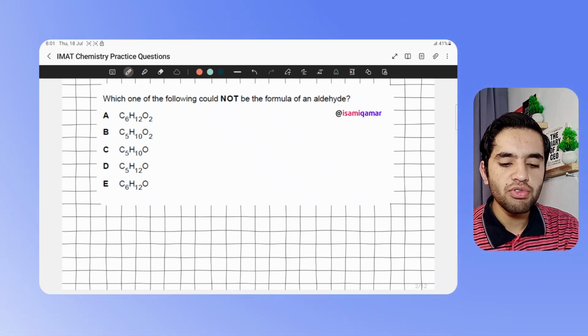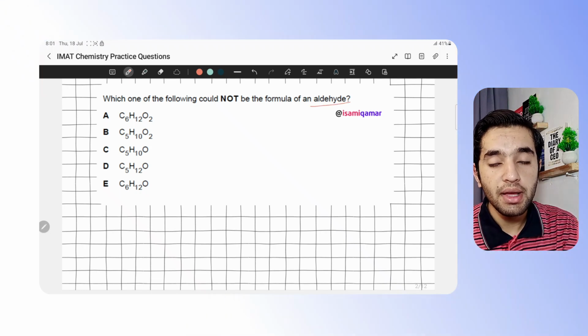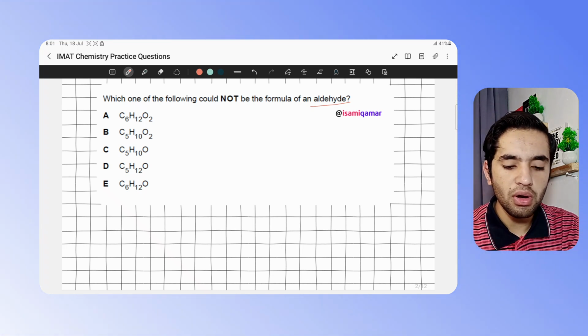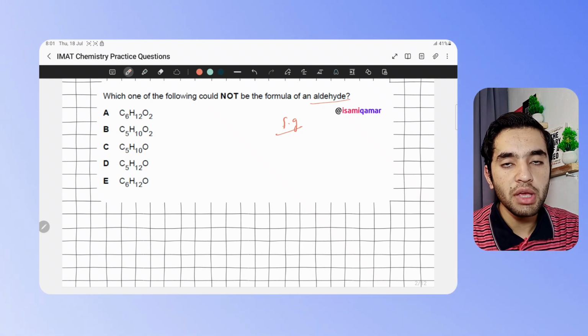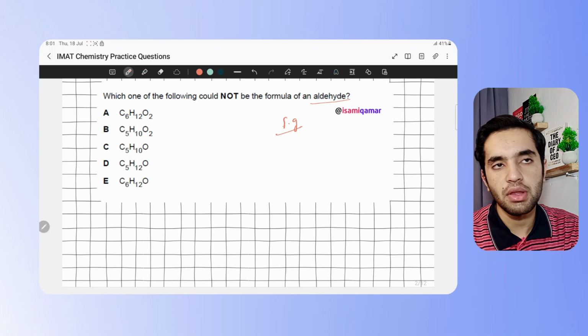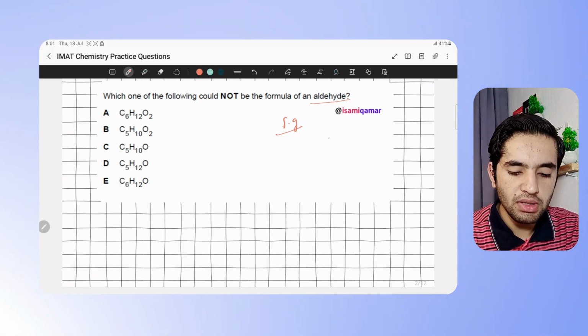Okay, so first of all, you have to understand what an aldehyde is. If you don't know about aldehyde, then you must learn about all the functional groups in organic chemistry. That is very important because every year there are like 2 to 3 questions.